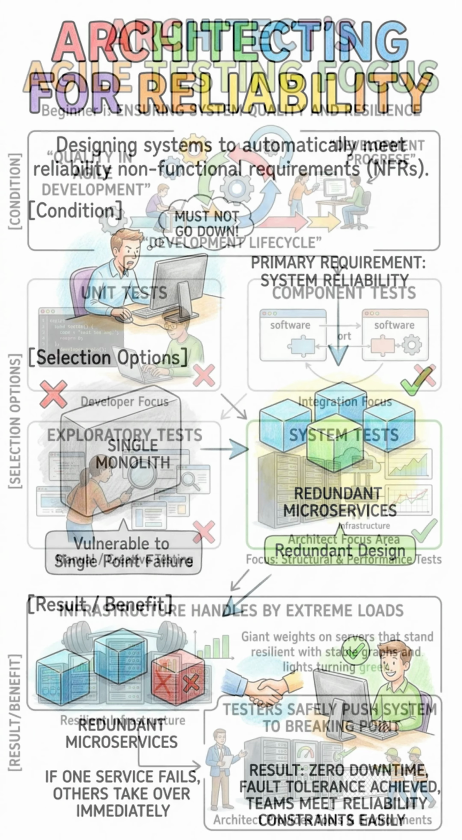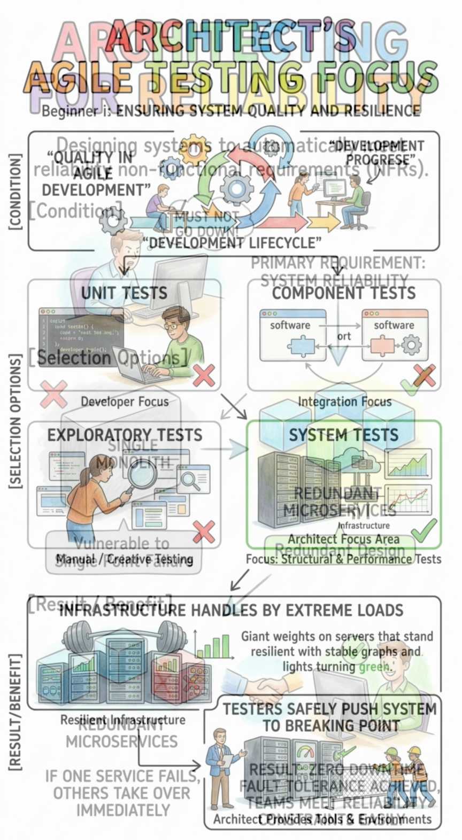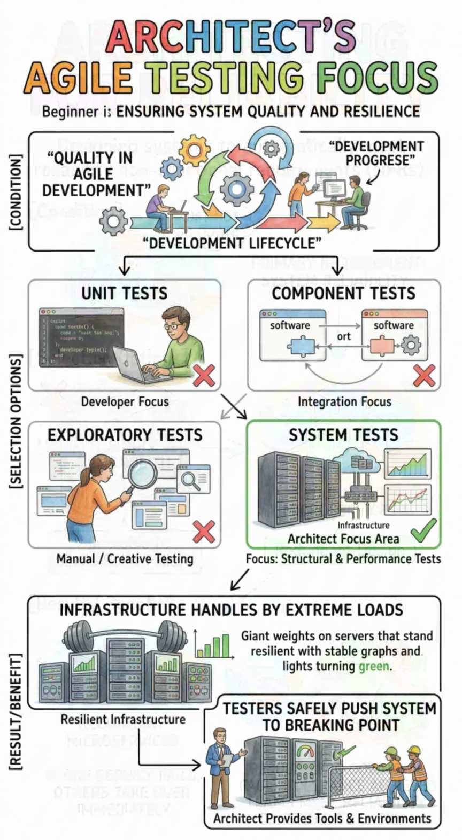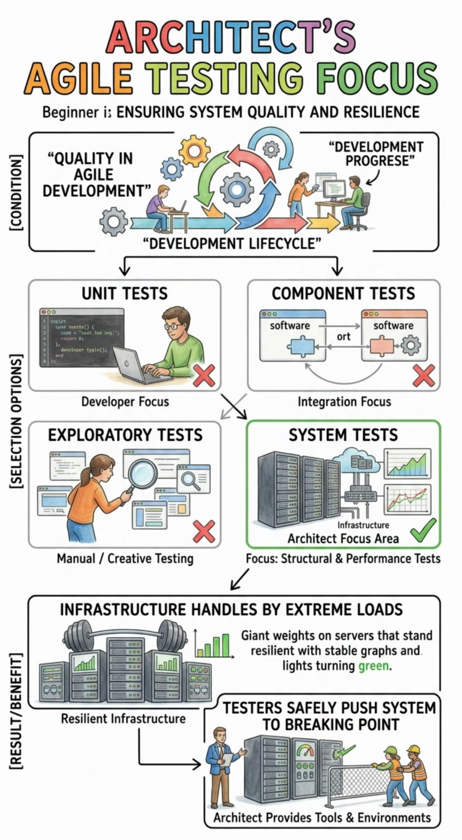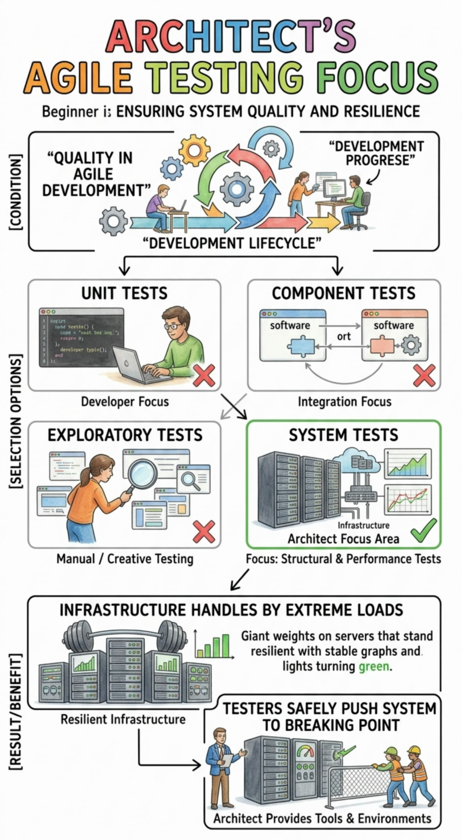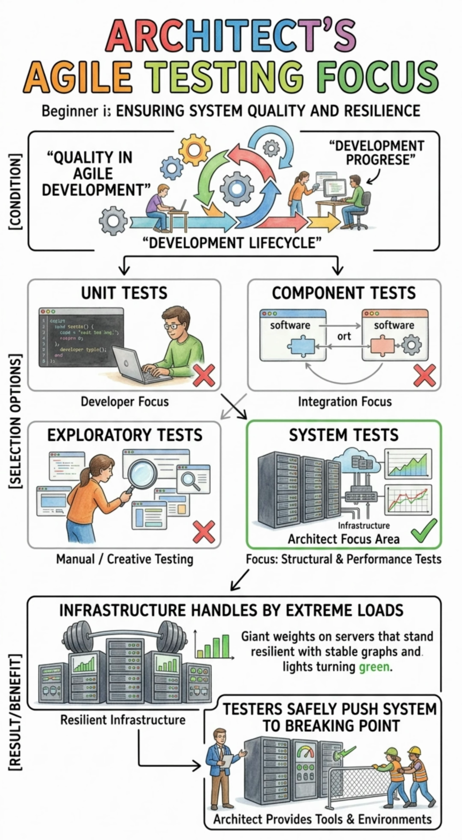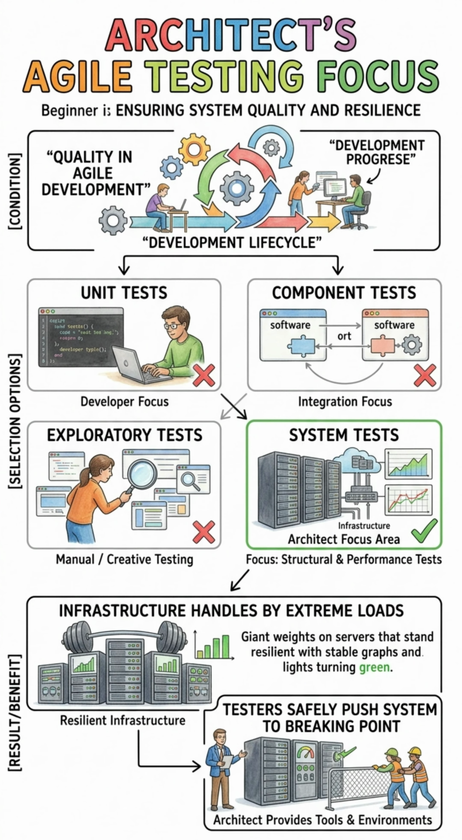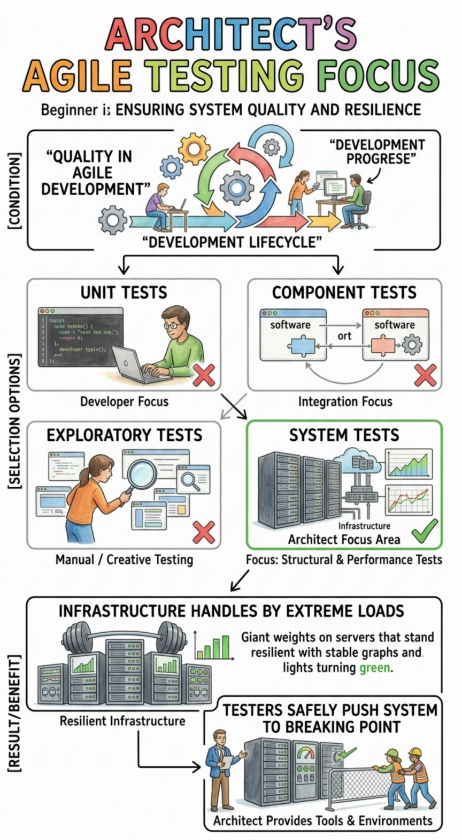Quality is further ensured by utilizing Agile testing practices across the entire development lifecycle. The Agile testing framework categorizes tests into unit tests, component tests, system tests, and exploratory tests. As an architect, you focus heavily on the structural and performance-based system tests, ensuring the infrastructure can handle extreme loads. You provide the environments and the tools that allow testers to push the system to its breaking point safely.